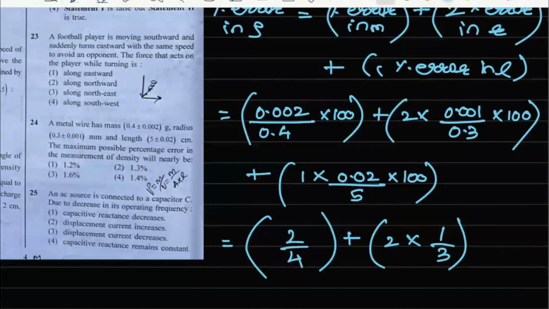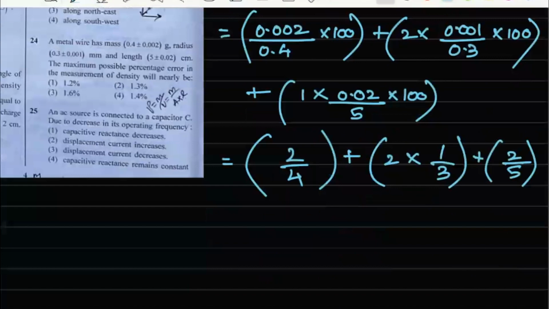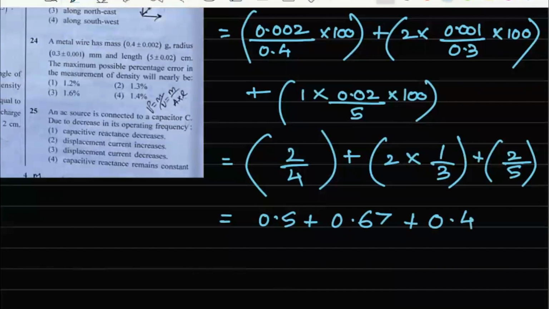And this third one is 2 by 5. So 2 by 4 is 0.5, 1 by 2. This is 2/3, means 1/3 is 0.33, 0.66 recurring, so 0.67, let's round it off. And this is going to be 5 4s are 20. So that's it. Add all these up.